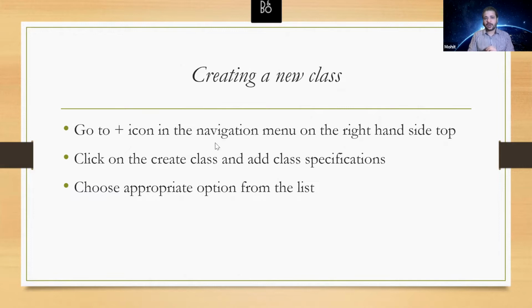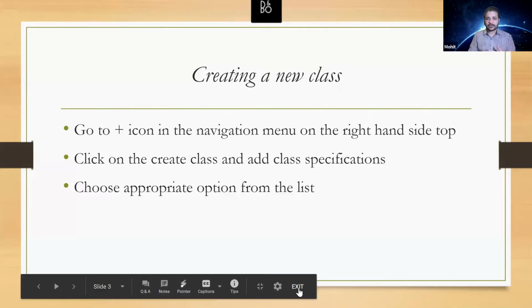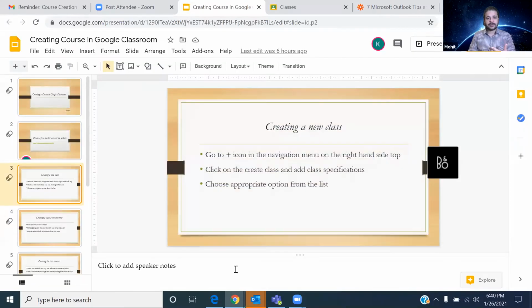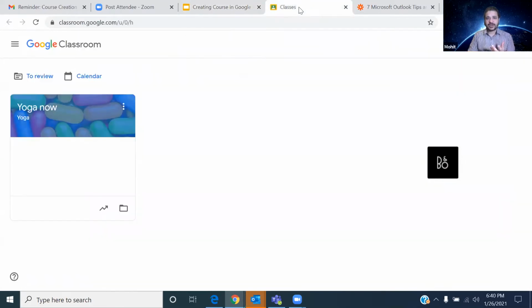Go to the plus icon in the navigation menu on the top right-hand side, click on create class, and add class specifications. Choose appropriate options from the list. I'm going to show you live how it works, and as I said, you can work along with me. But if you have trouble in the future, you can just get a copy of the presentation, and you can follow step by step, and you will be able to create courses for your students. So I'm going to follow the steps here. I'm here in classes on my Google Classroom platform.